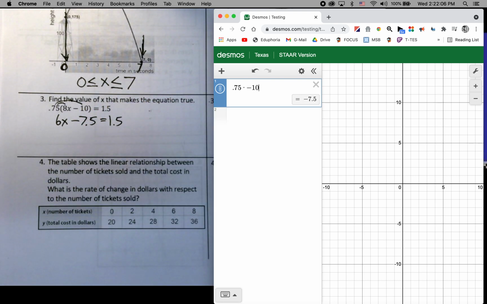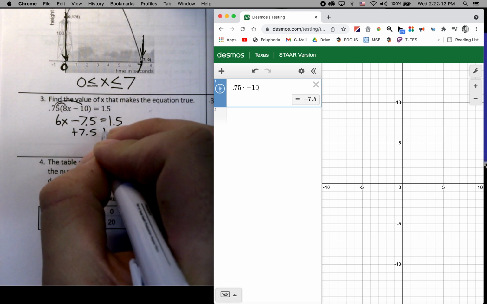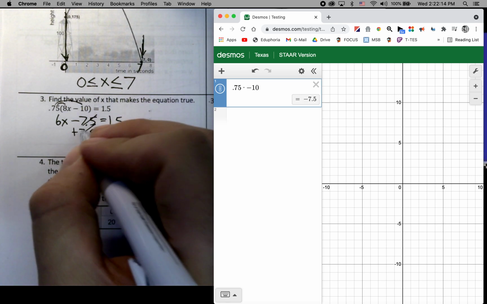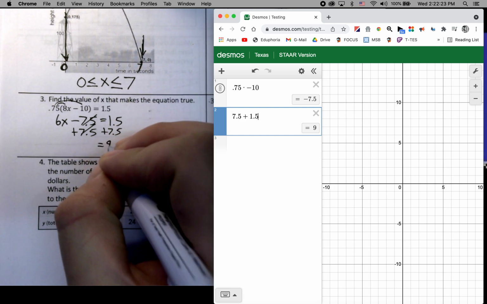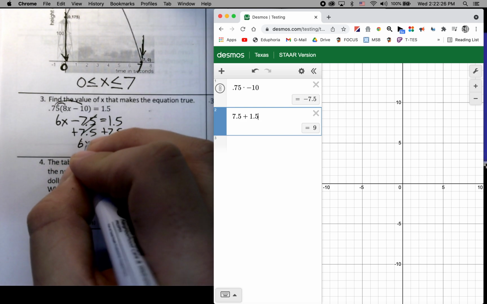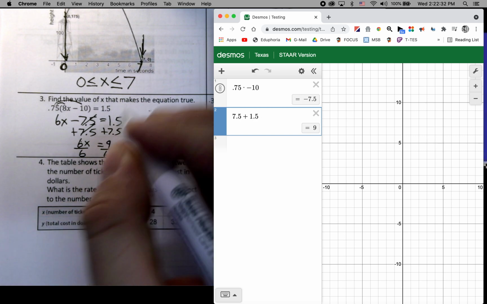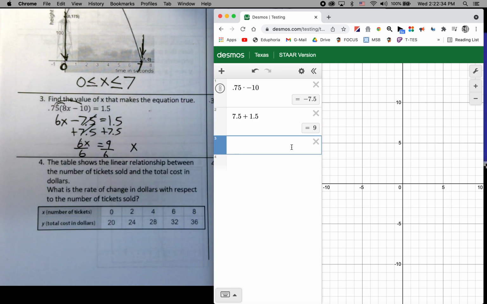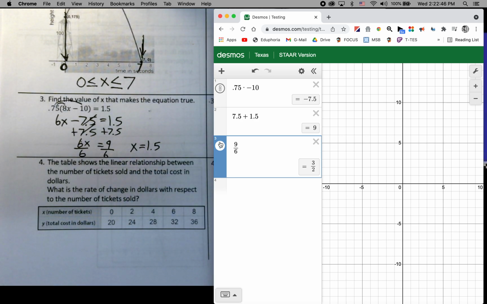Now that I've distributed, I'm going to get rid of this minus 7.5 by adding it to both sides. Those cancel each other out. And then 7.5 plus 1.5 is 9. And then the 6x comes downstairs there. Now I'm going to get rid of that 6 by dividing both sides by 6. And then x is going to be equal to 9 divided by 6, and so 1.5 or 3/2. I'll leave it as a decimal, 1.5, because that's not a nasty decimal.